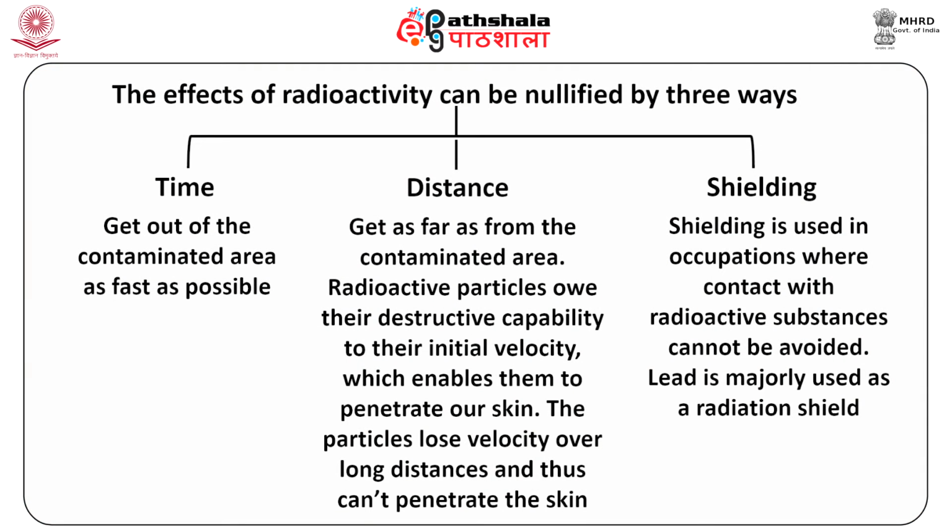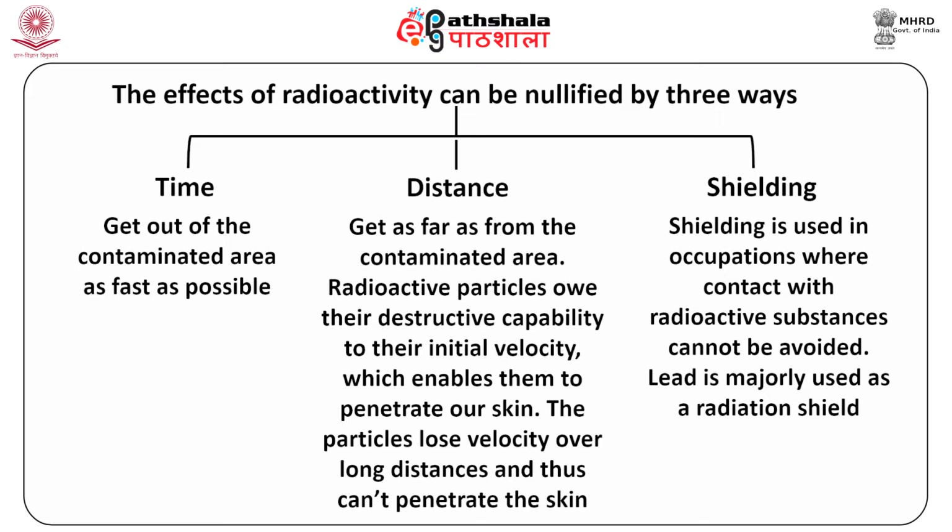The effects of radioactivity can be nullified in three ways. Time: get out of the contaminated area as fast as possible. Distance: get as far as possible from the contaminated area. Radioactive particles owe their destructive capability to their initial velocity, which enables them to penetrate our skin. The particles lose velocity over long distances and thus can't penetrate the skin.